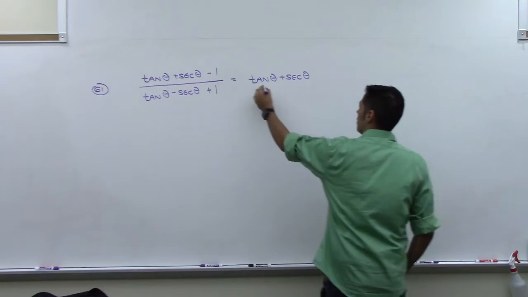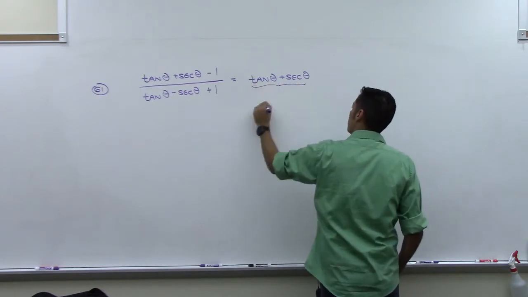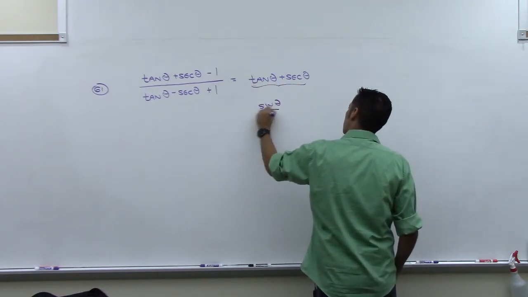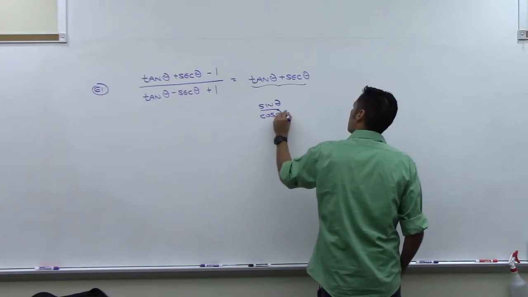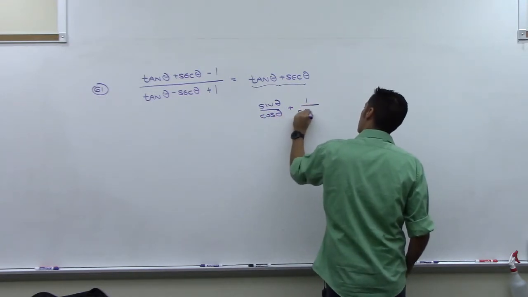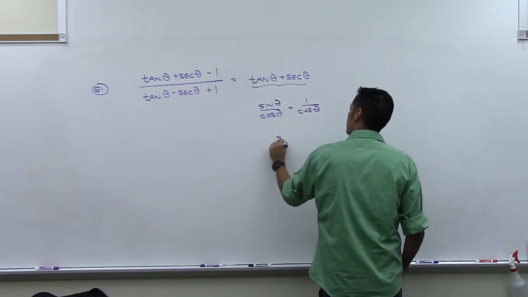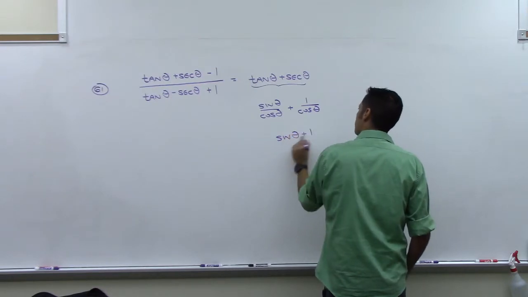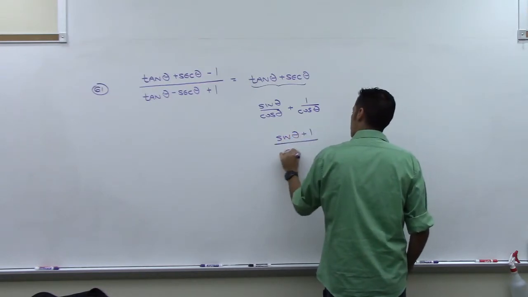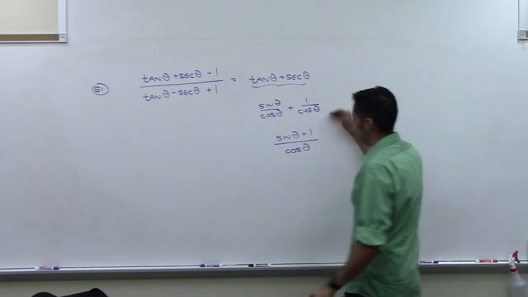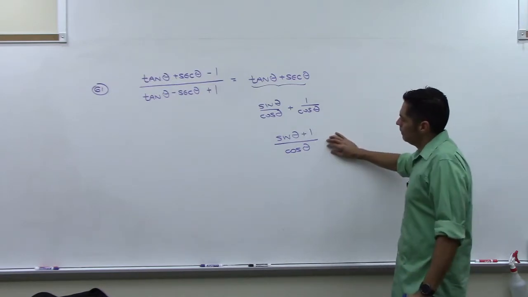Let me just see what this is real quick. This right here, sine theta over cosine theta plus 1 over cosine theta, which is really sine theta plus 1 over cosine theta. That's what my right side is. Right?